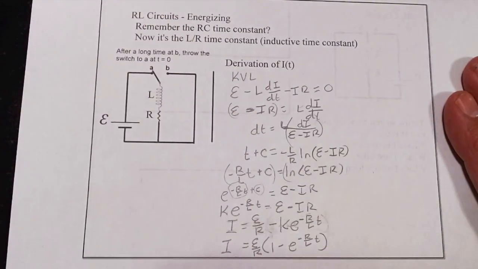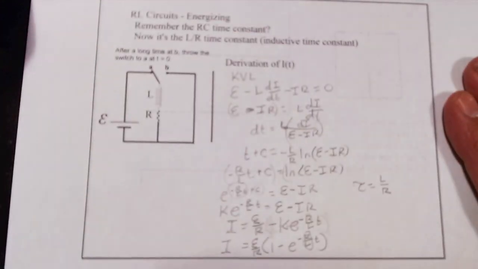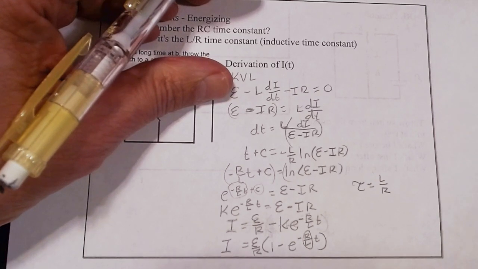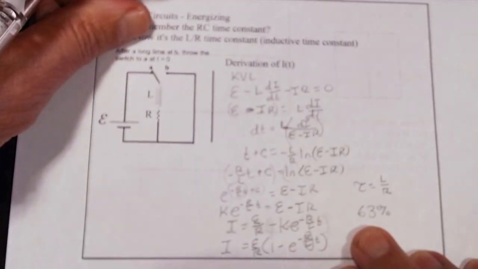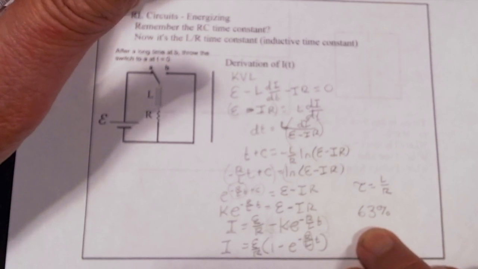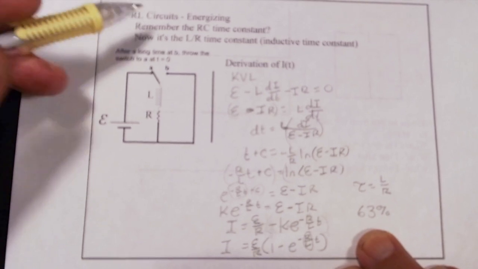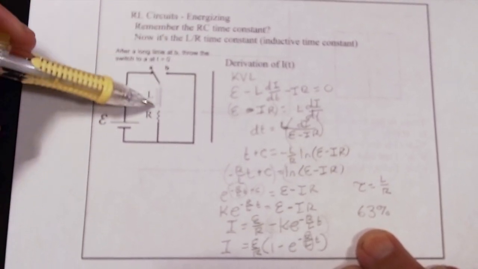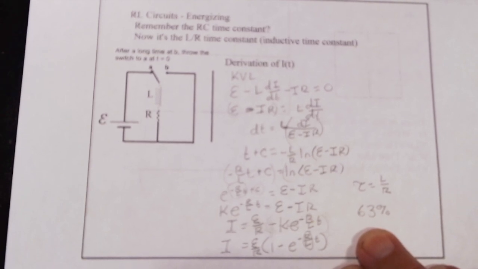And so remember the RC time constant? Now we've got an L over R time constant. And that L over R time constant can help us figure out when it's 63% of the way to the final value, either the current being 63% of the way up to the value, or in the case of the voltage across here, 63% of the way down.